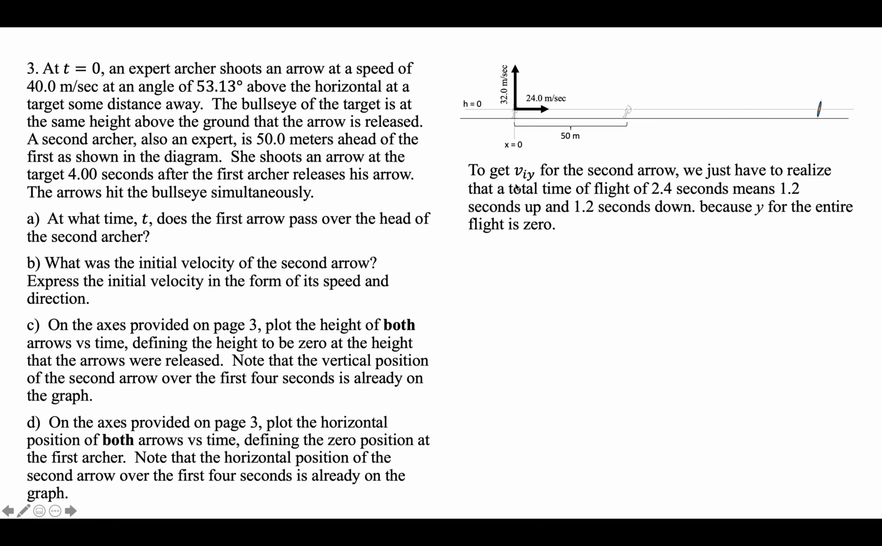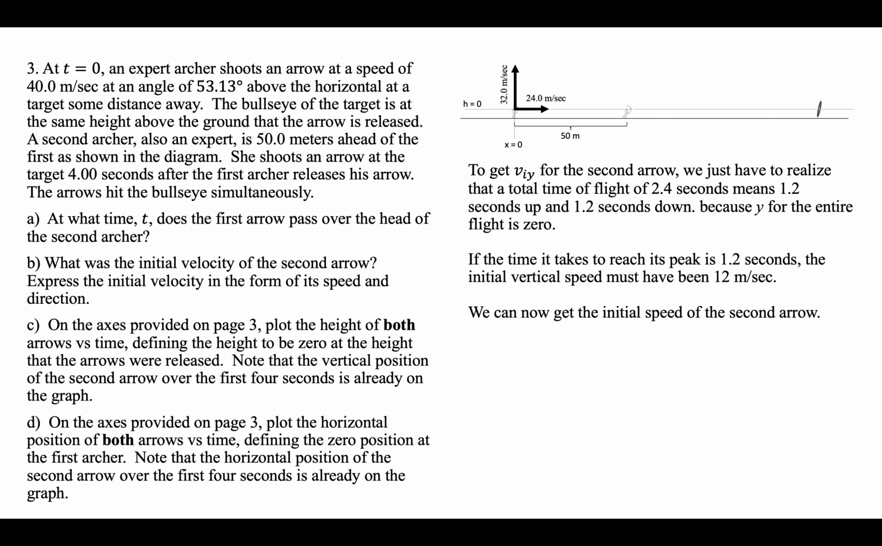To get v initial y for the second arrow, all we have to do is realize the time of flight of this arrow is 2.4 seconds. If the time of flight is 2.4 seconds, and it's going to land at the same place it started vertically, y is 0, it's got to be 1.2 seconds up, 1.2 seconds back down. If it's going to reach the peak in 1.2 seconds, the initial vertical speed must have been 12 meters per second. It takes gravity 1 second to knock off 10 meters per second. It takes 1.2 seconds to knock off 12 meters per second. So we have both components of the initial speed of the second arrow.